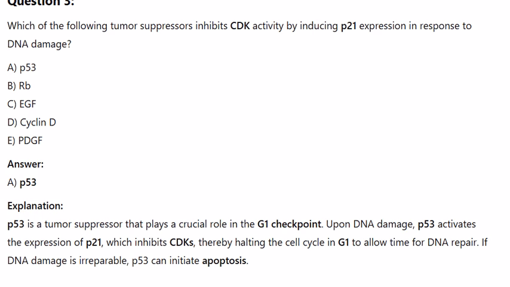Upon DNA damage, P53 activates the expression of P21, which inhibits CDKs, thereby halting the cell cycle in G1 to allow time for DNA repair. If DNA damage is irreparable, P53 can initiate apoptosis.